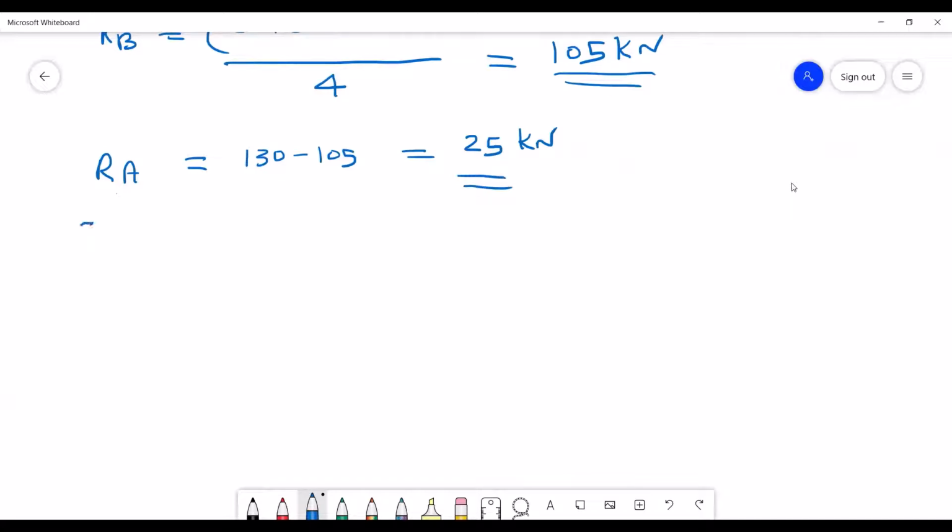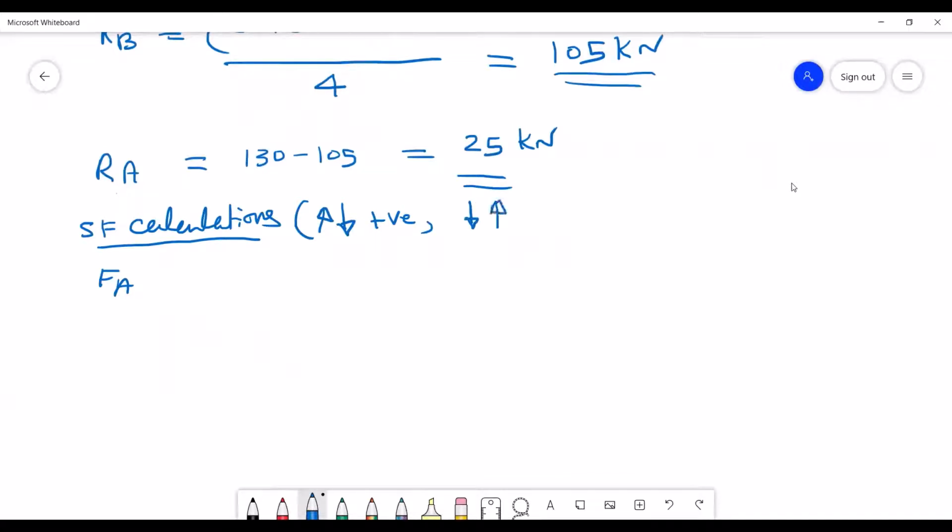Now let us start the shear force calculations. In shear force calculation, left side up and right side down we consider as positive, and left side down and right side up we consider as negative. Then the shear force at A is FA.